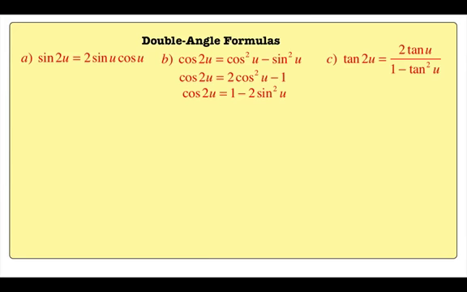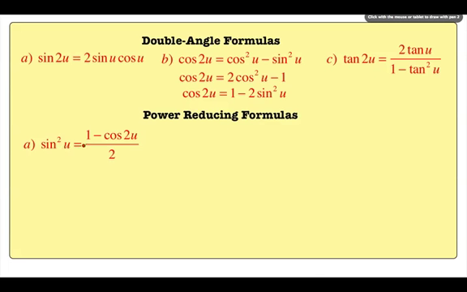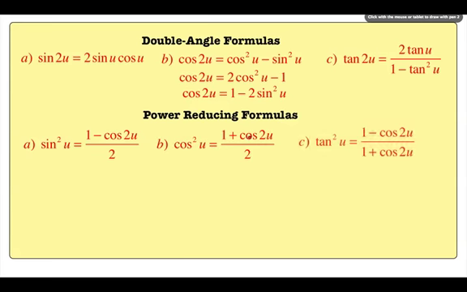In class, if you ask me to, I can show you how we can derive these formulas from formulas you have seen in the previous section. Power reducing formulas. Sine squared u is equal to this. Notice here we have a power. On the right hand side we don't have a power. That's why we call it power reducing. B, C.